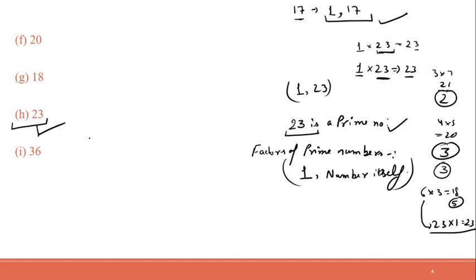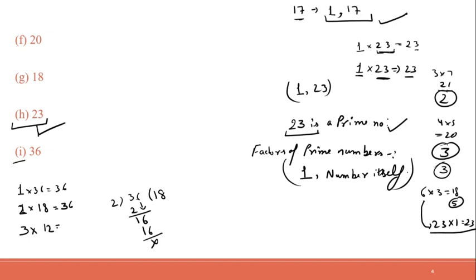Got it? Now let's come to this 36. How will we start? 1 into 36 is 36. Then 2: if I divide 36 by 2, I'll get 18. 2 into 1, 2, then 1 here, then the 6. 2 into 8, 16. Got it? So 2 into 18 is equal to 36. Then 3. 3 into 12 is 36.